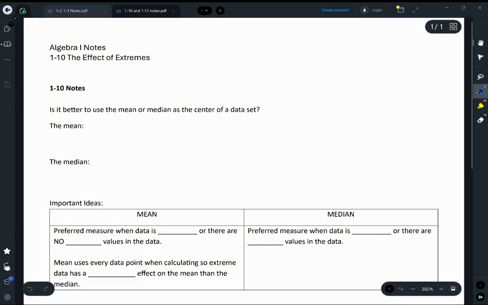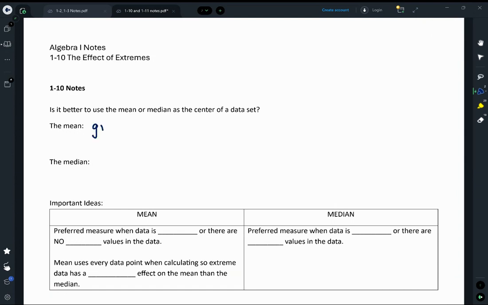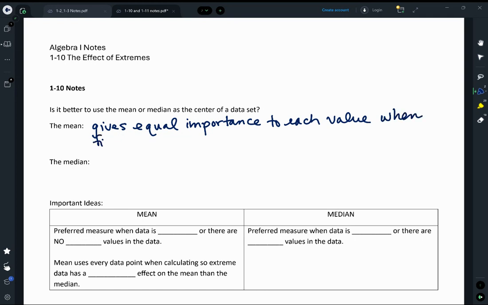So the mean, I'm going to write, gives equal importance, because when you're calculating the mean, you use all the numbers. So it gives equal importance. We add them all up. We divide by how many there are. It's like an average to each value, because we're adding them all up, not just most of them, when finding the center. So they're both a measure of a center, but the mean we get by taking an average. The median, we just find the middle value.